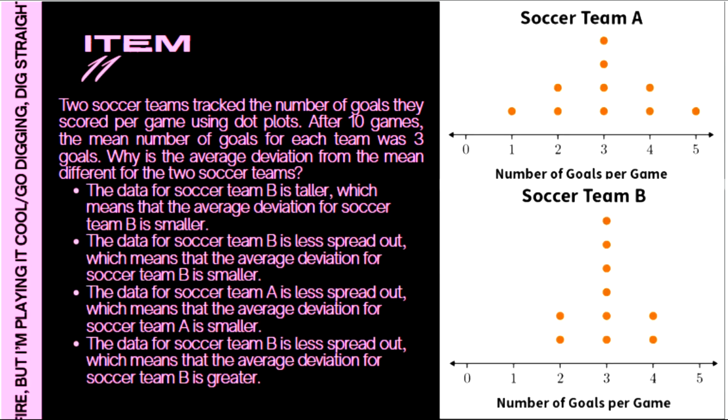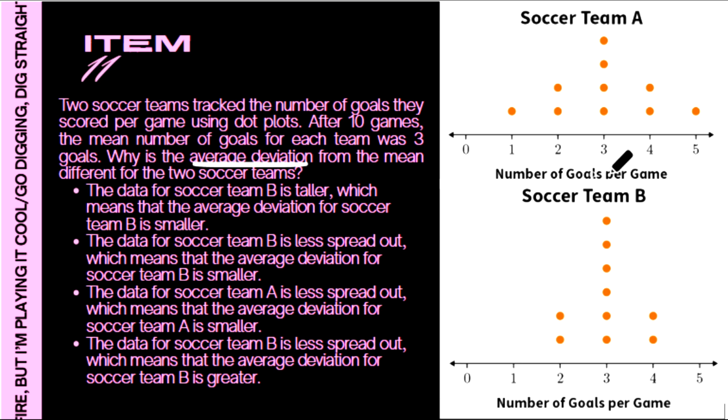All right. Here's number 11. Two soccer teams tracked the number of goals they scored per game using dot plots. After 10 games, the mean number of goals for each team was 3 goals. Why is the average deviation from the mean different for the two soccer teams? So first of all, you can see that 3 goals was the same for both teams. So that makes sense. And what we're looking at is average deviation. Okay, that means that this is going to be like the mean and median for both of these.